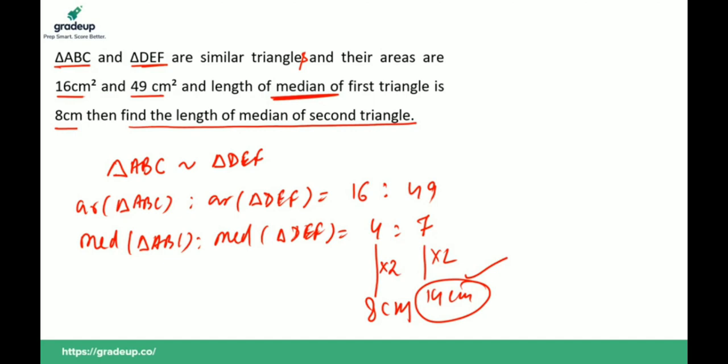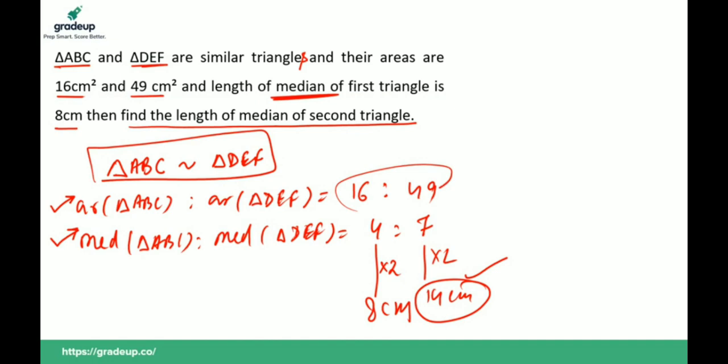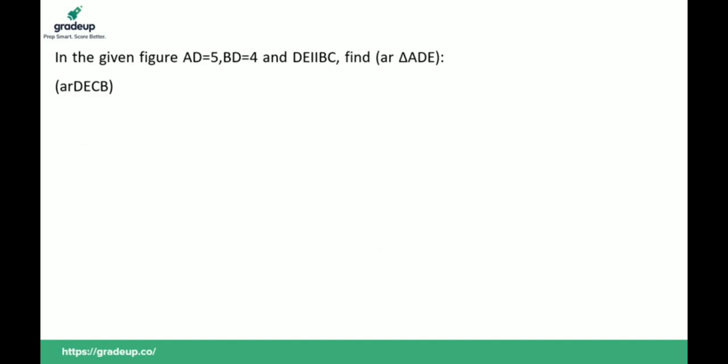In the case of similar triangles, if you have the ratio of the areas, then the ratio of the medians must be the square root of these. So if the median of the first is this, then the median of the second must be 14 centimeters. Now please try to solve this question. I will draw the given figure, don't worry.